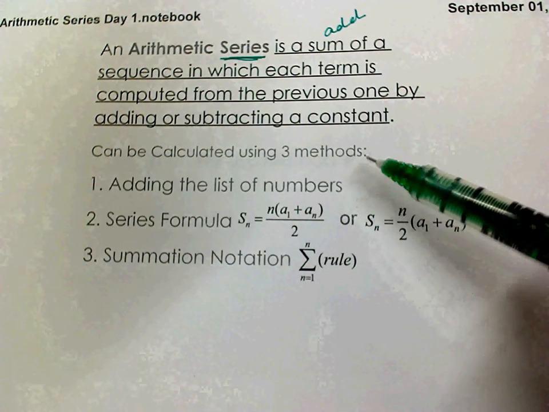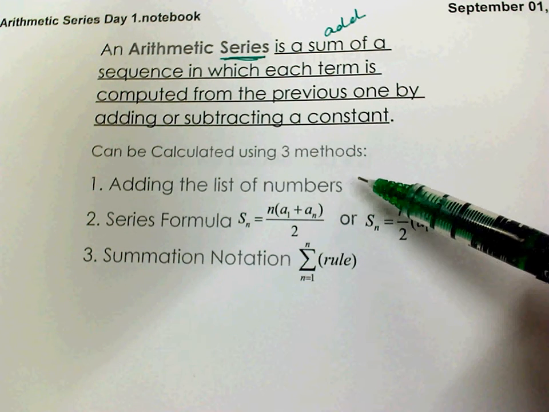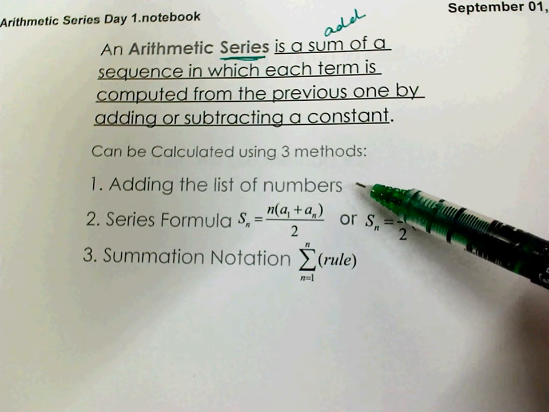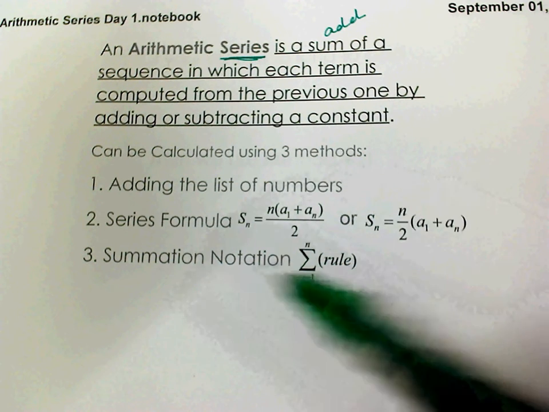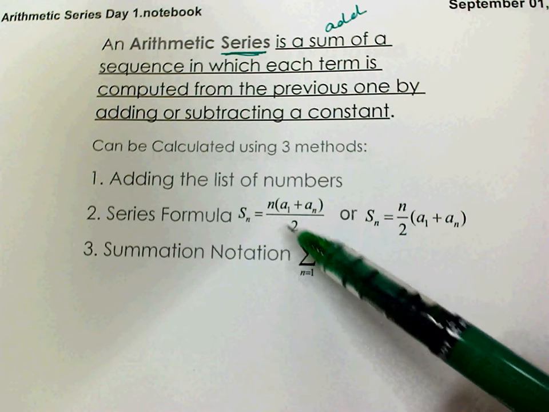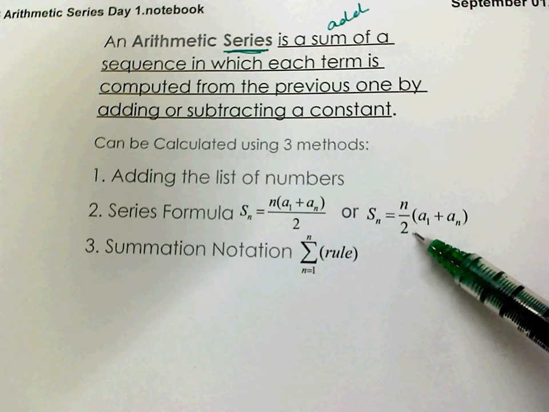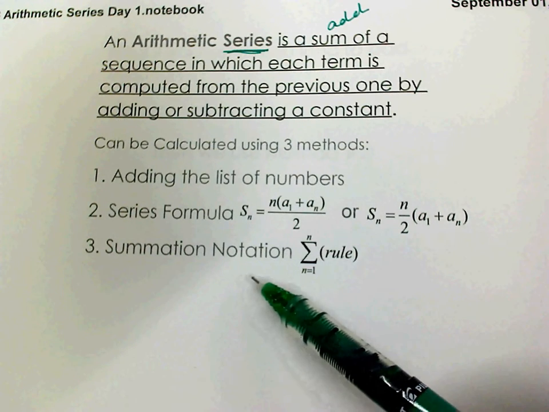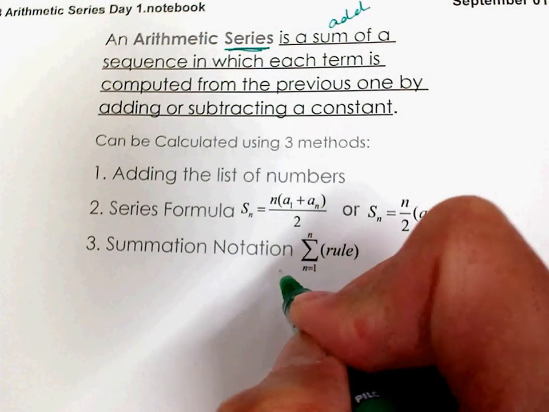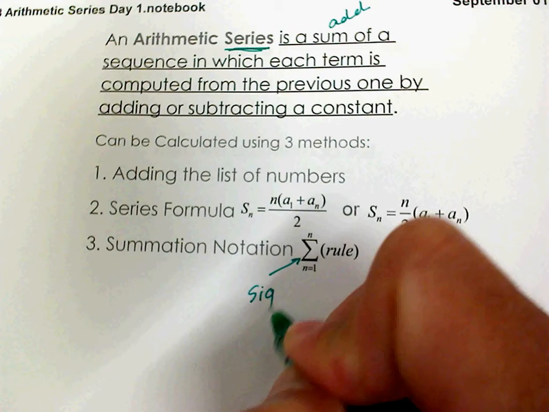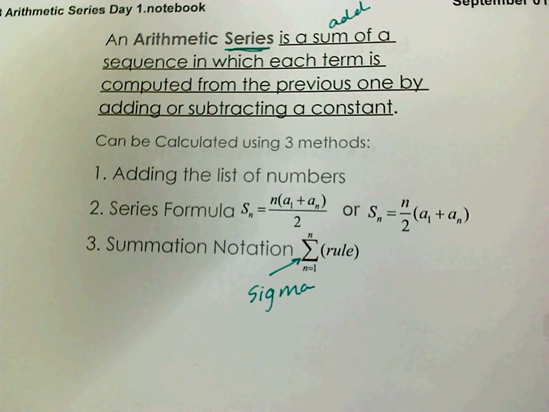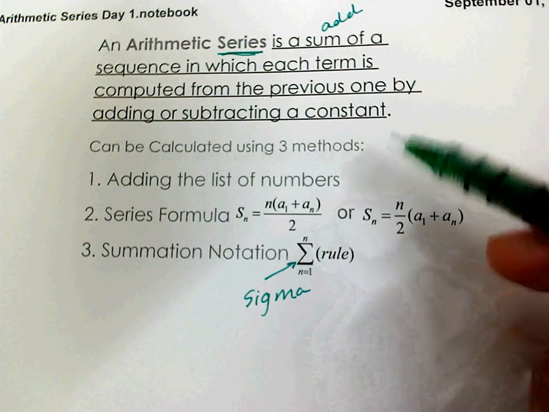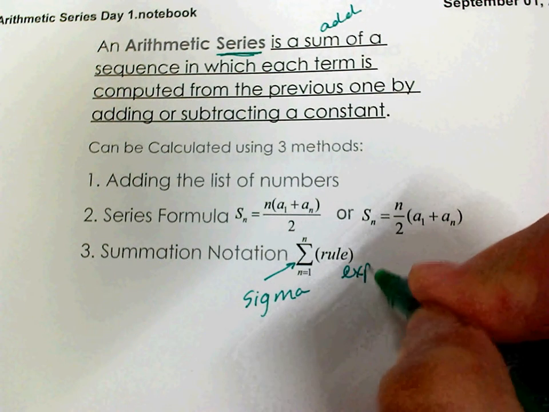Number one, you just add all the list of numbers. This is the easiest one, but for some reason students forget about this. They forget, but that's okay. Number two, you have a formula. You can write it like this, or you can write it like this. Up to you. The third way is called summation notation, and you use the Greek letter called sigma. You put your starting term here, you put your ending term there, and then you use a rule, and usually this is an explicit formula.